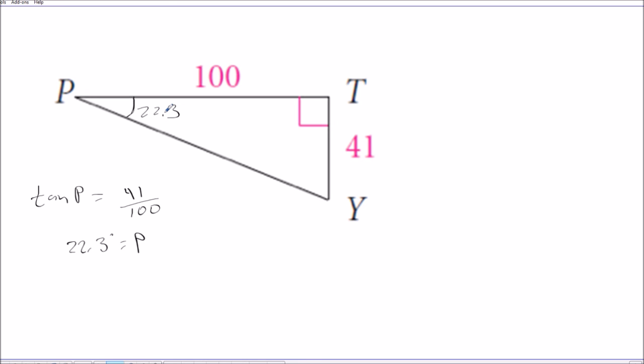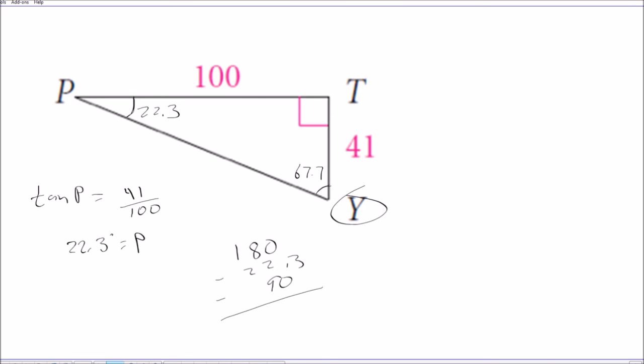22.3 degrees. Awesome. Now, I want to find this other missing angle, and I want to do that as efficiently as possible. Could you use tangent to do that? Sure you could, but I remember that every triangle has 180 degrees, so 180 minus 22.3 minus 90, and what do I get? I get 67.7 degrees.